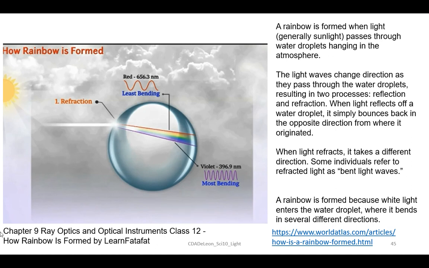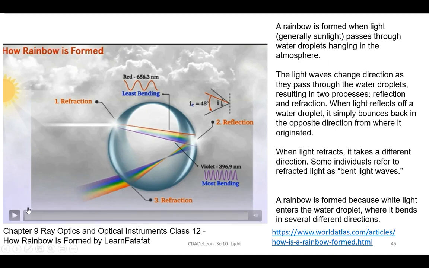When the color components strike the inner surface of the raindrop, and if the angle of incidence at this surface is greater than the critical angle of the raindrop, that is 48 degrees, then the components undergo reflection. These light components again undergo refraction as they come out of the drop.